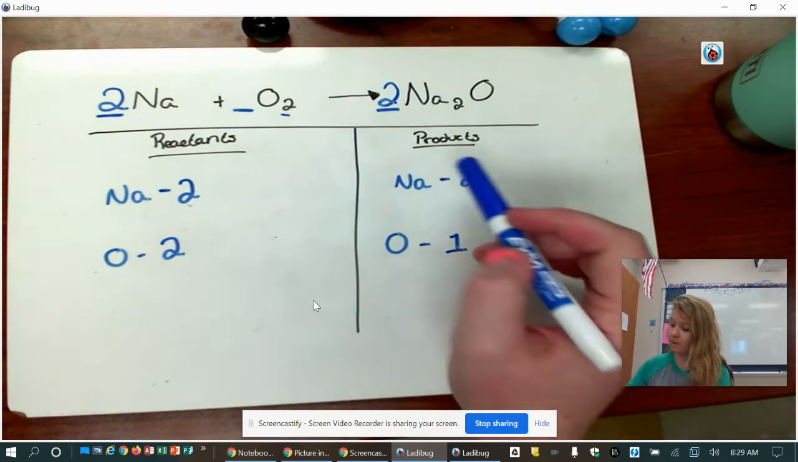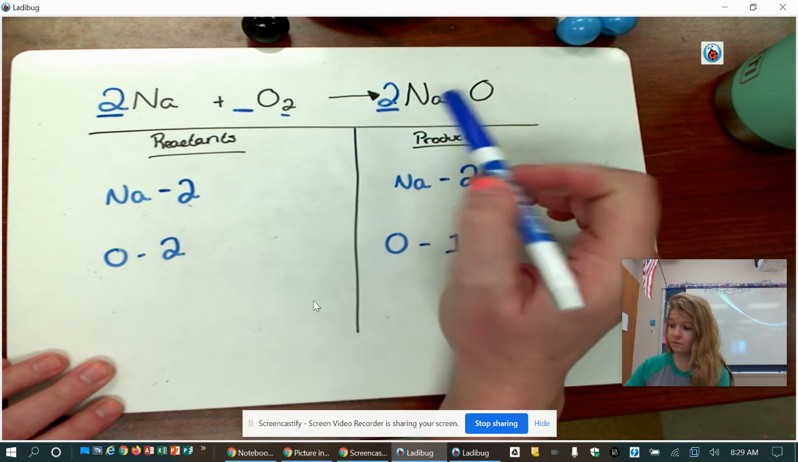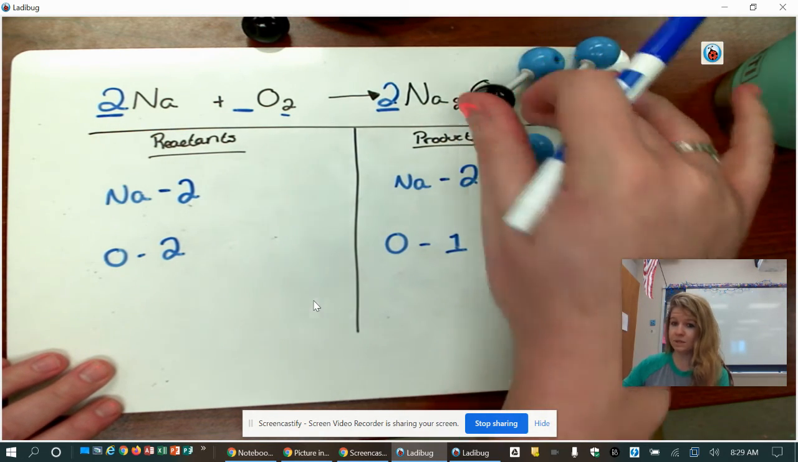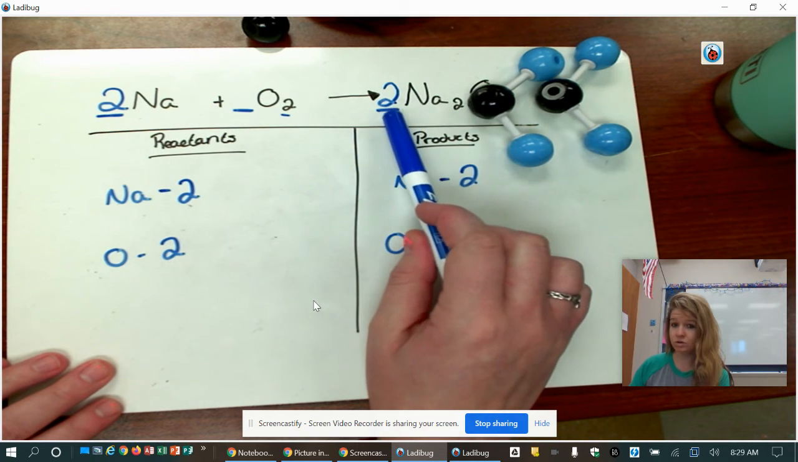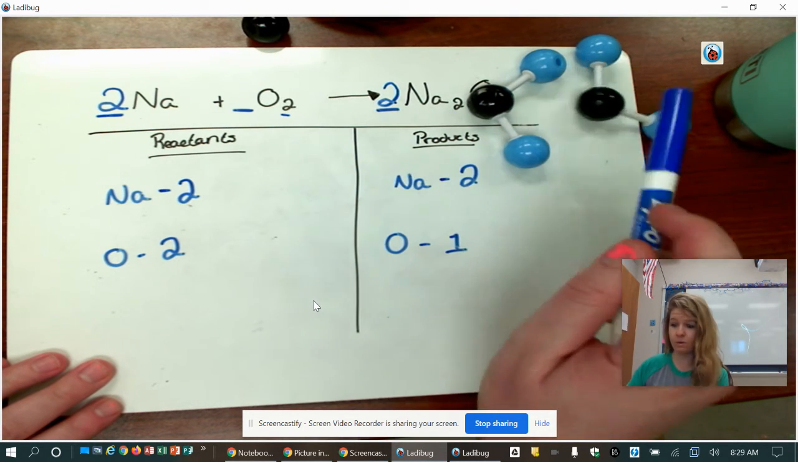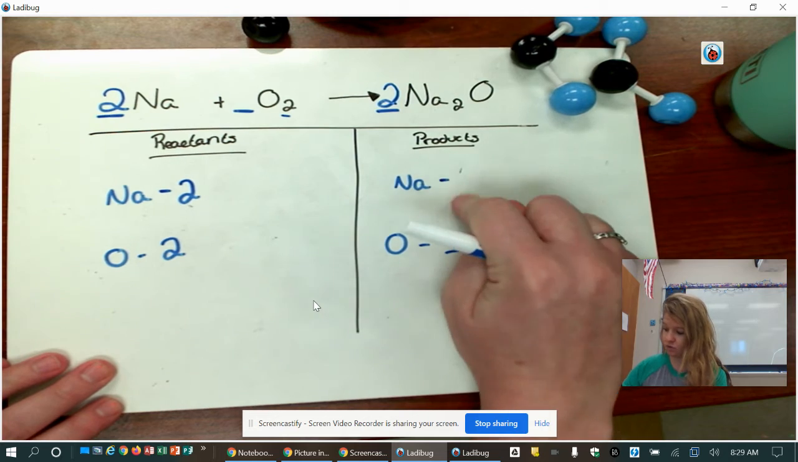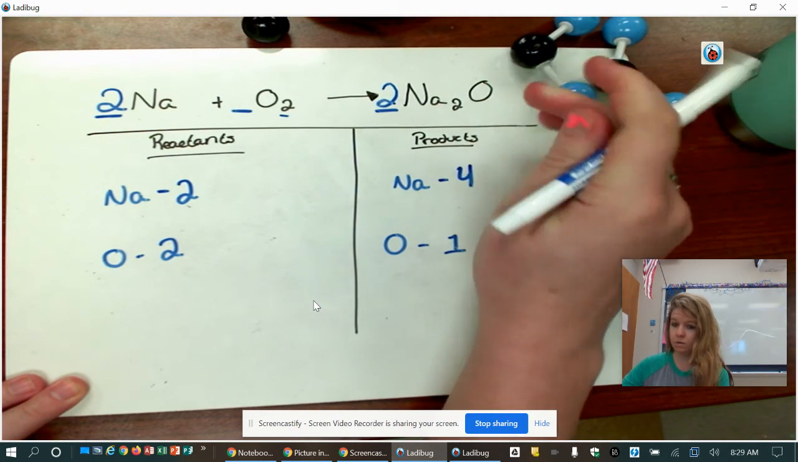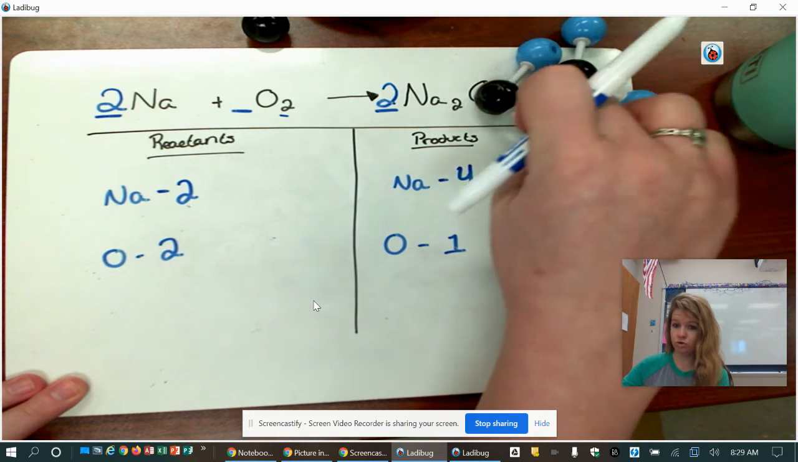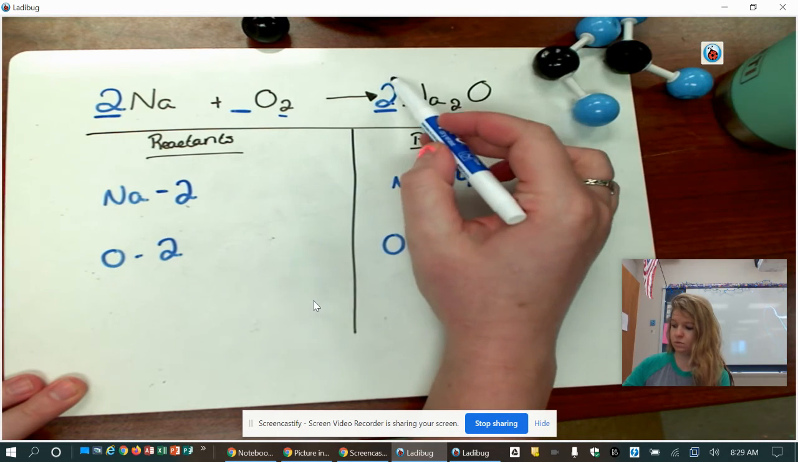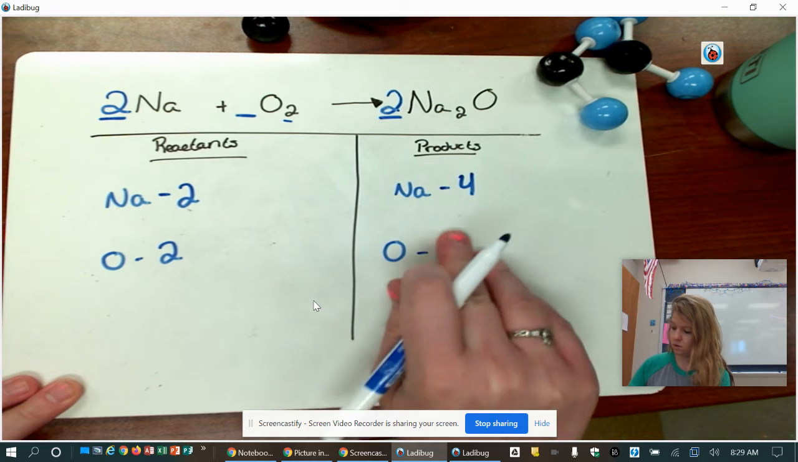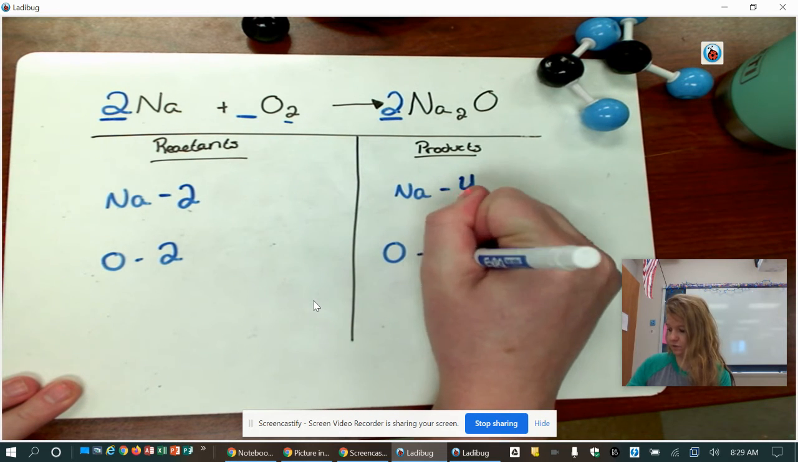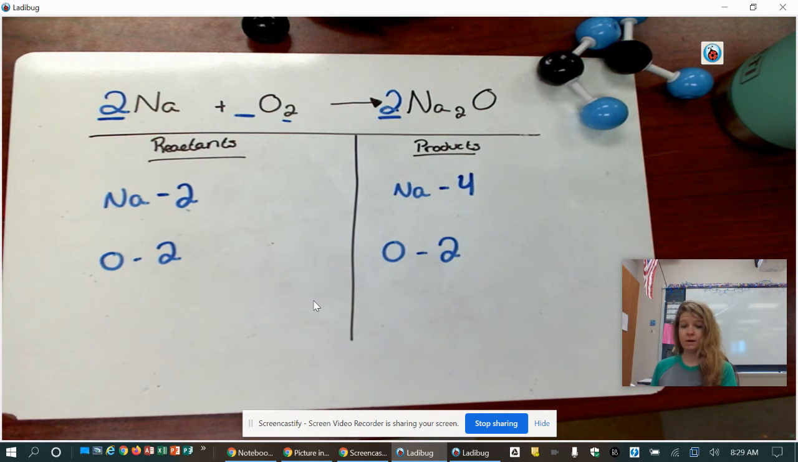So then I multiply it through. I know I have 2 of these, which means altogether, if I have N2, 2 of them, 1, 2, 3, 4. So I now have 4 nitrogens. On this side, O2, because that 2 goes through. All right, so I have 2 oxygens now, but now I have a problem.